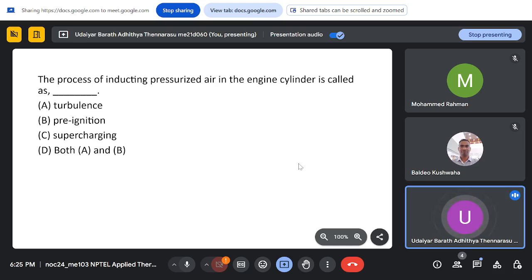Moving on with MCQs and some problems I've prepared at the end. So we'll start with some MCQ questions. The process of injecting pressurized air in the cylinder is called as dash.